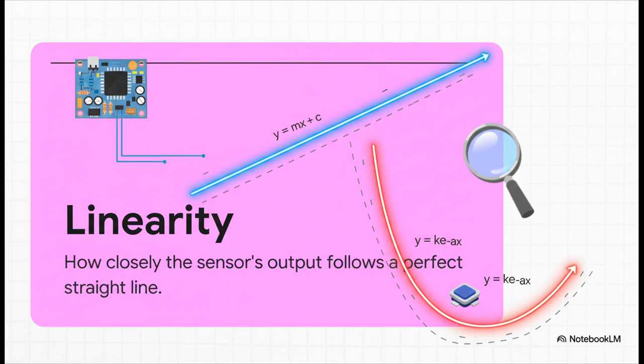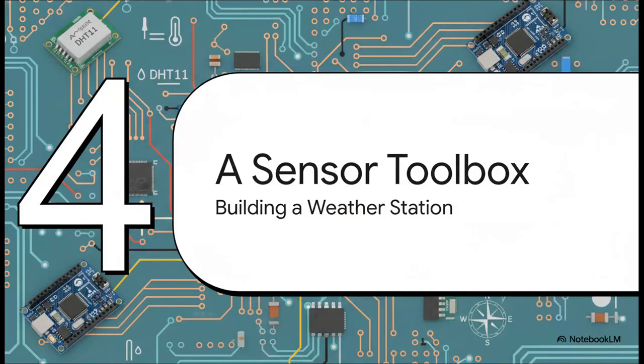But look at that curve on the graph. Some sensors are nonlinear. Now, that's not a flaw. In fact, you often trade linearity for higher sensitivity. It just means our software has to be a little smarter to accurately translate that curve into a number we can trust. Okay, that's enough theory.